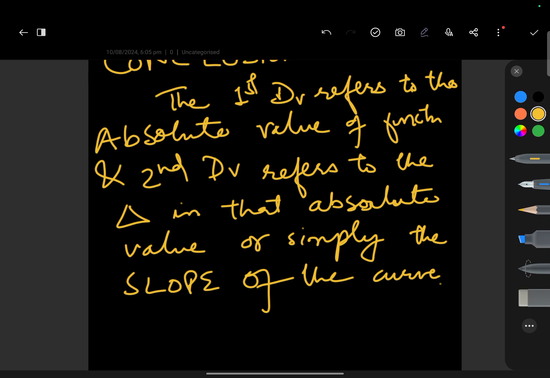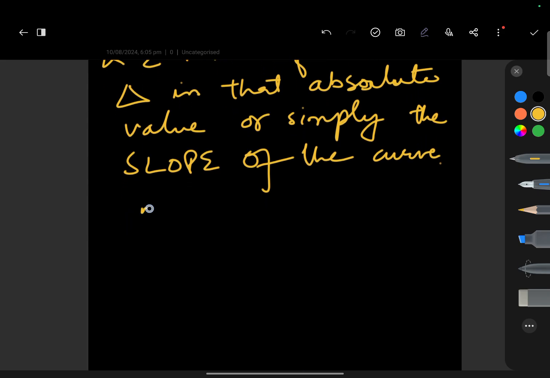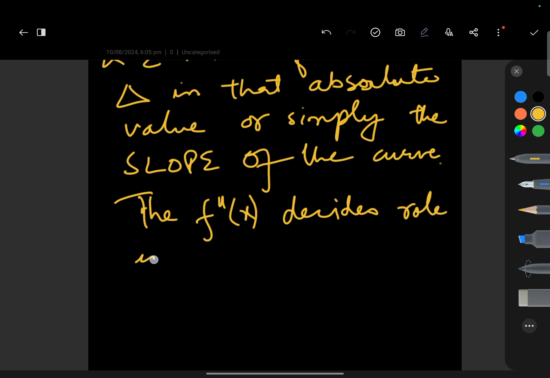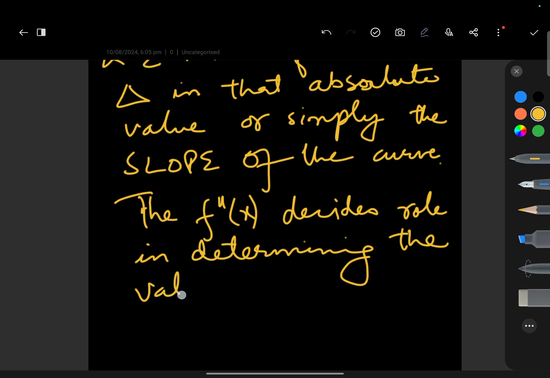The second order derivative may play a deciding role in determining the value of the curve. So f double prime x decides the second order derivative. It means this role in determining the value of the curve. We can know the value of the curve through this.